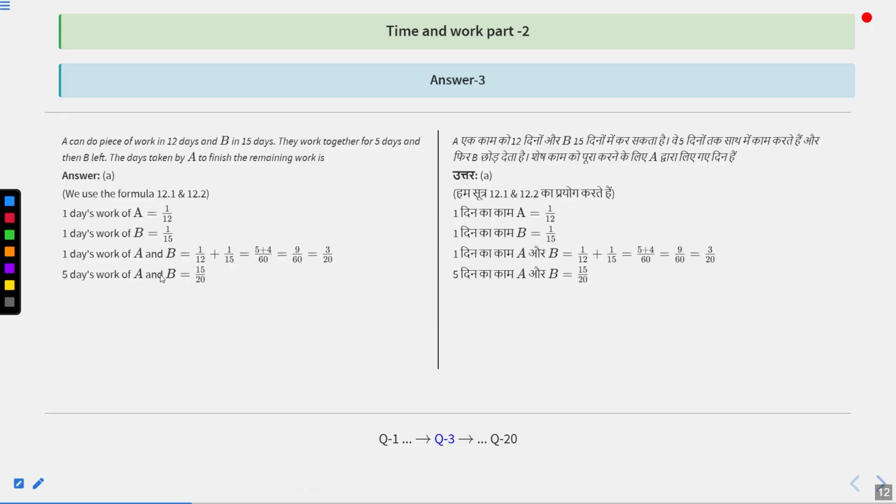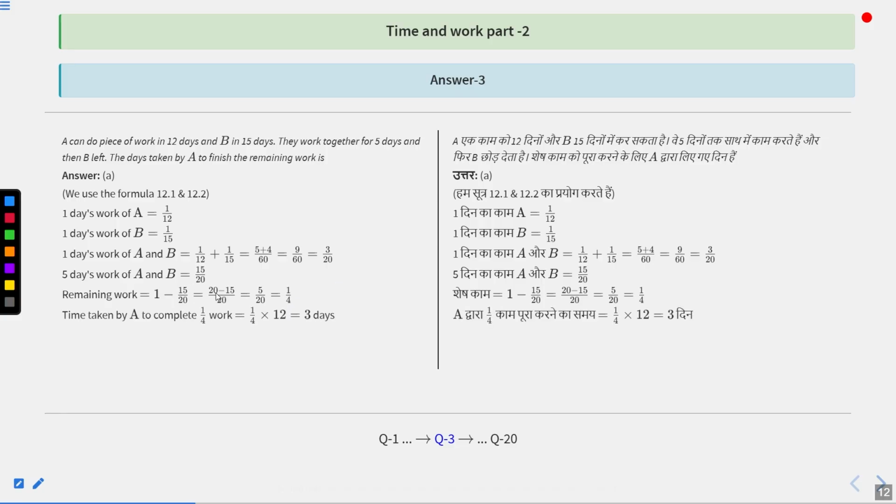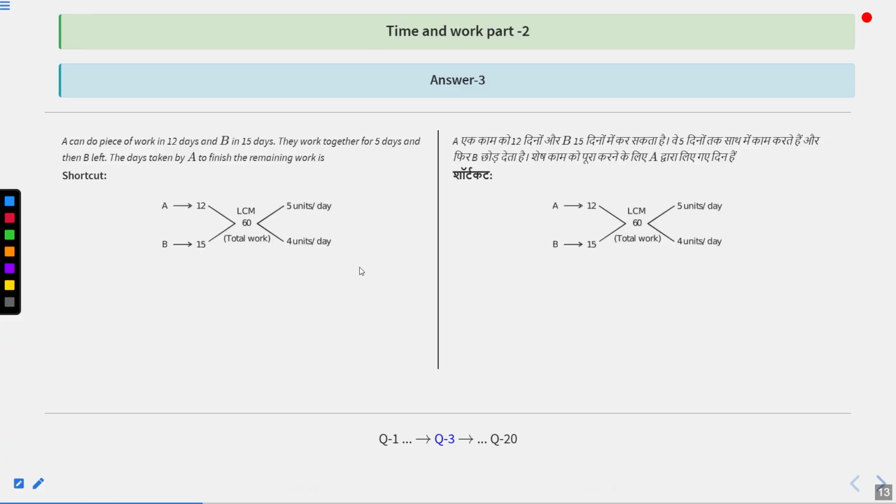Clear? So the 5 days of work of A and B, multiplying by 5, will become 15 by 20. Clear? So the remaining work will be 1 minus 15 by 20. When we calculate it, we get 1 by 4. Clear? So the time taken by A to complete 1 by 4 work, where the efficiency of A is 1 by 12, we get the number of days, which is 3. Clear? Solution to be continued.